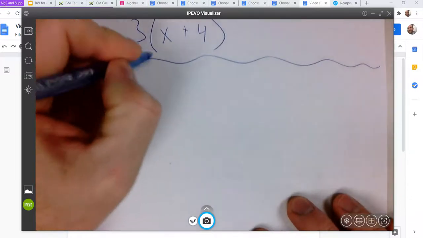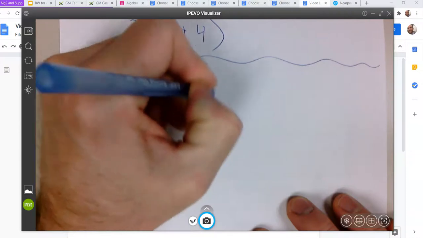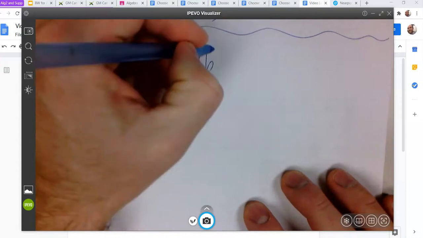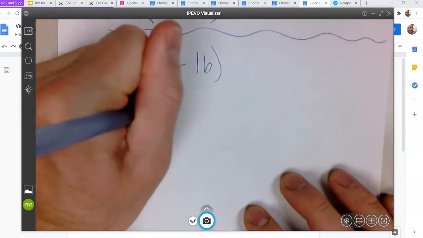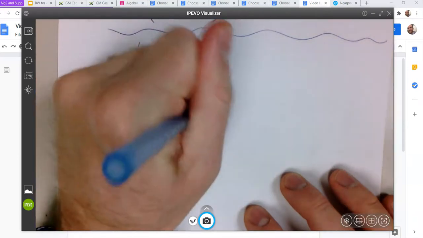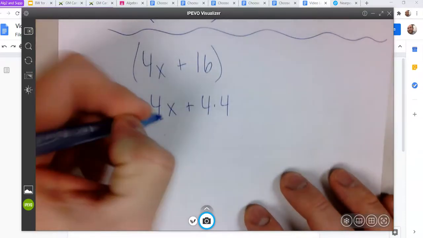I want you to factor 4x plus 16. Take a minute, hit pause if you need to, and then come back and factor that thing. Okay, we're back. We have to know our multiplication tables, or this is going to be a nightmare for us, but 16 is 4 times 4. Okay, so I see they both have a 4.